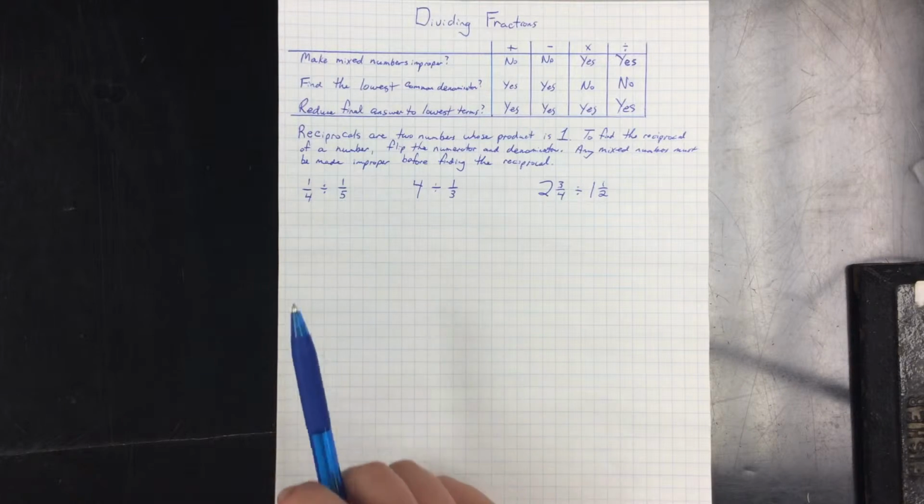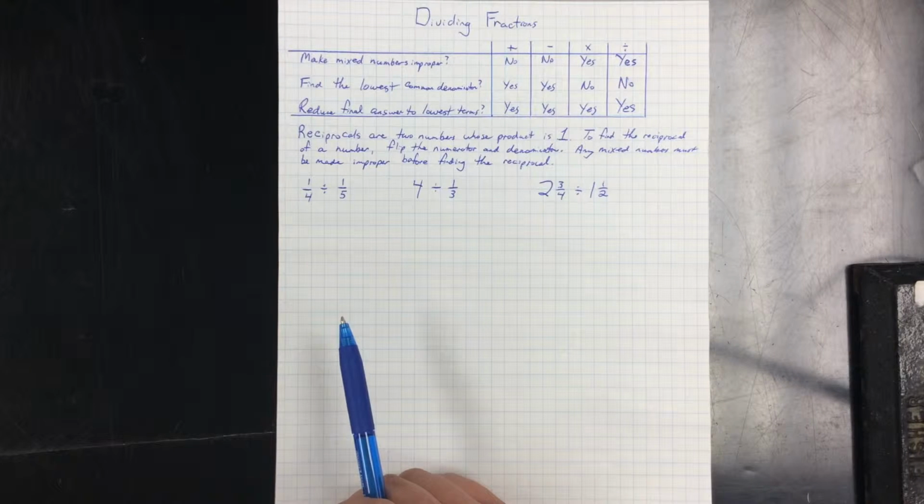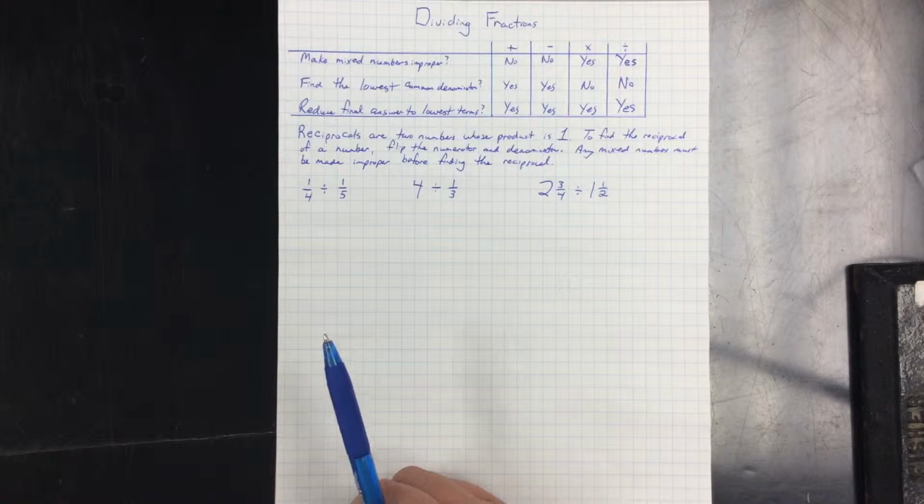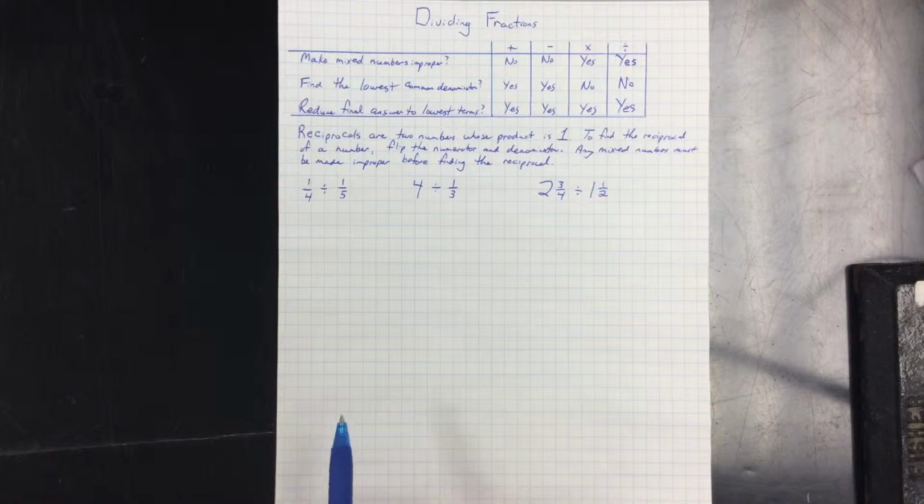So first of all, reciprocals are two numbers whose product is 1. To find the reciprocal of a number, flip the numerator and denominator, and if you have any mixed numbers, they need to be made improper before finding the reciprocal.